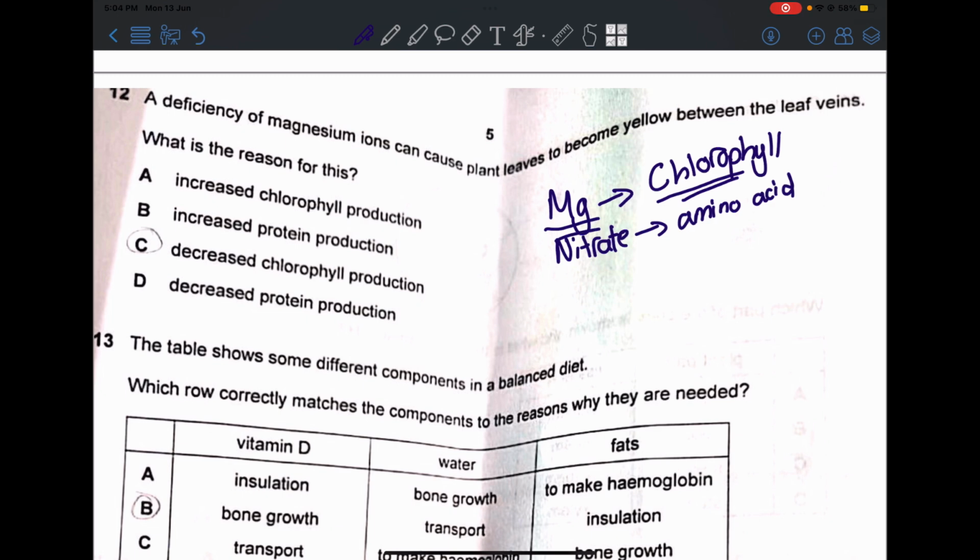So decreased protein is not going to even be relevant to this question because, as I said, this is the nitrate and not the magnesium. Now, A says increased chlorophyll production. Now, this is incorrect because there is less magnesium, a deficiency of magnesium. So it's going to be C, actually.